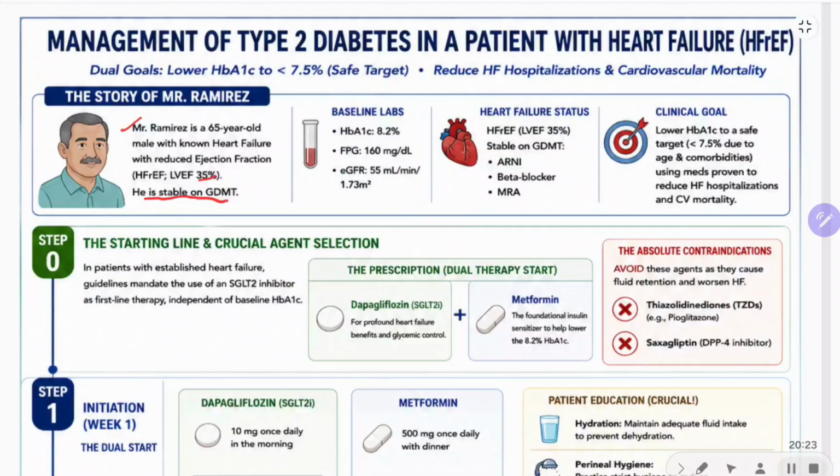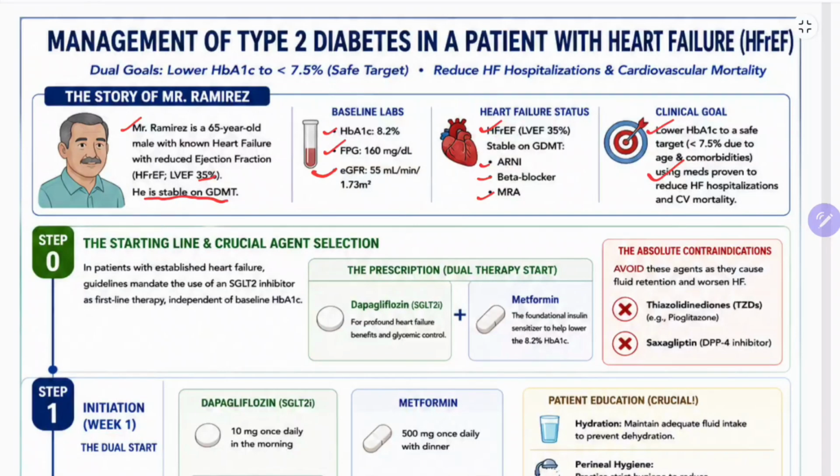Okay. So baseline labs: HbA1c is 8.2%. Fasting plasma glucose is 160, above the target. See, eGFR is also reduced here. It is 55 ml, so that means the patient also has CKD. So heart failure status: ejection fraction is 35%, stable on ARNI, beta blocker and mineralocorticoid receptor antagonist. Now the goal is to lower HbA1c to a safe target of less than 7.5% because of age and comorbidities.